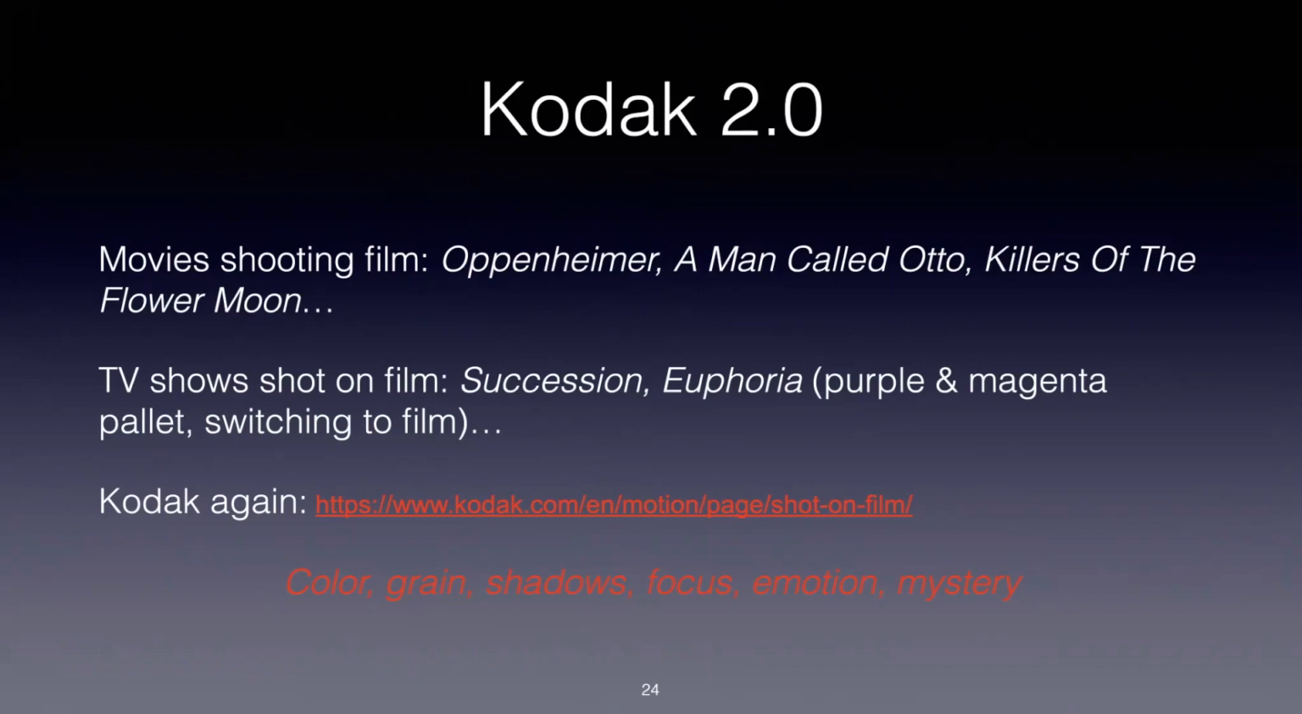Some of the things again in film are its color, grain, shadows, focus, emotion, mystery. You know, film is imperfect compared to digital. Yet I think it has more power, and the movie industry thinks it does too, or they wouldn't be spending all the money it takes to shoot a movie on film.